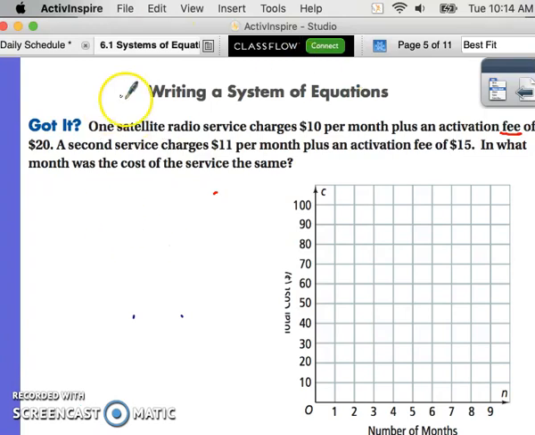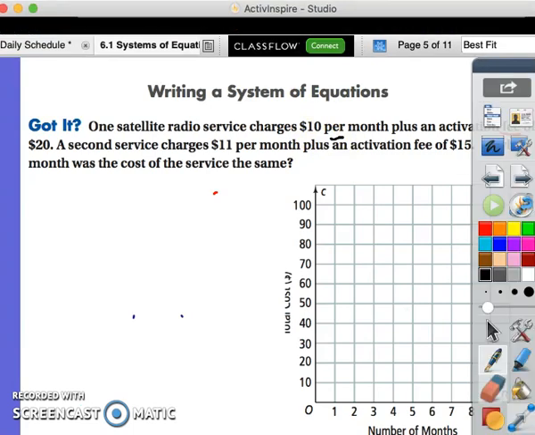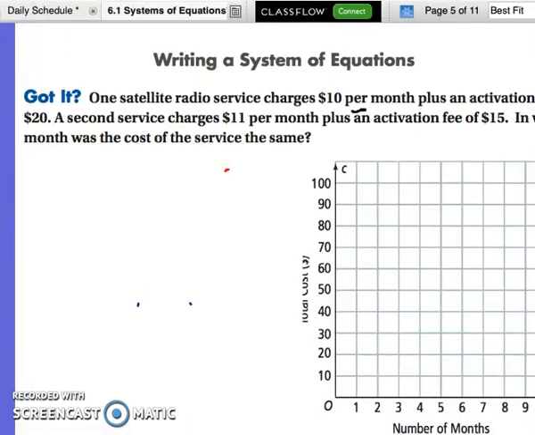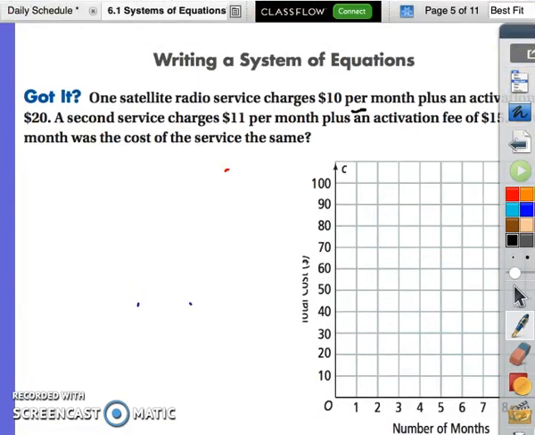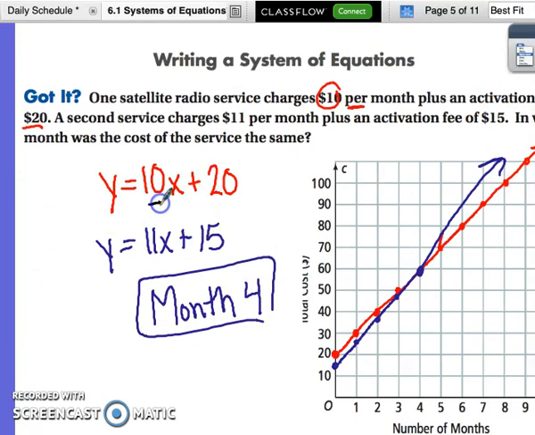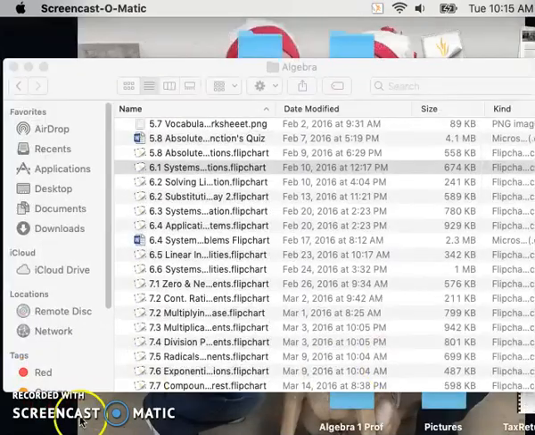Okay. So, one satellite radio service charges $10 per month. So here we have rate. So it's going to be here. And I'm going to end my video and then I'll go through this. $10 per month, $11 per month plus the 15. Write your equation. Done.